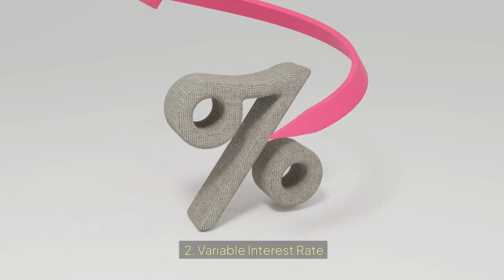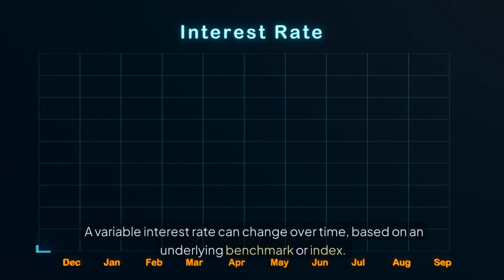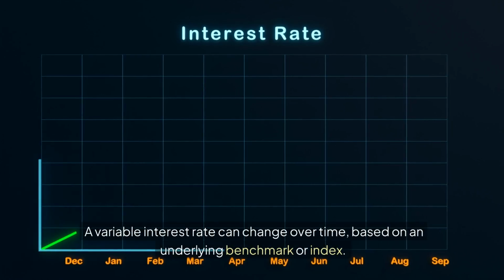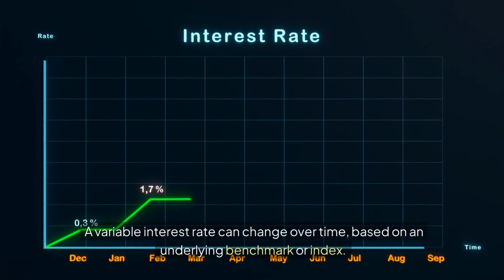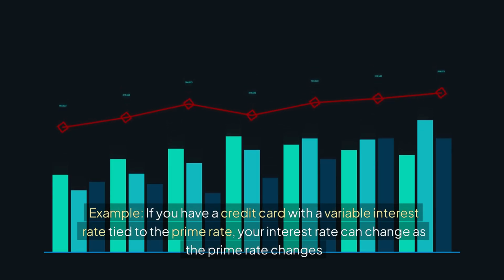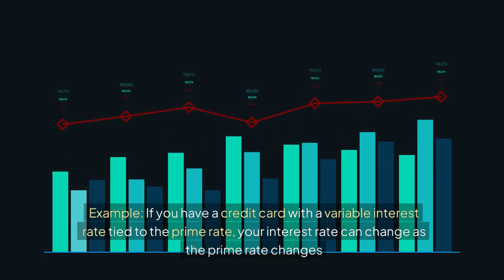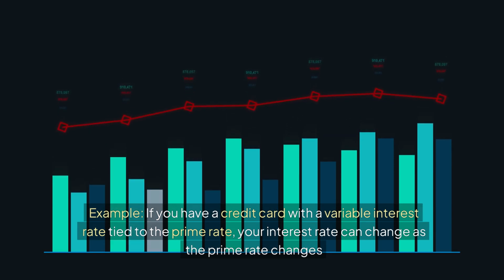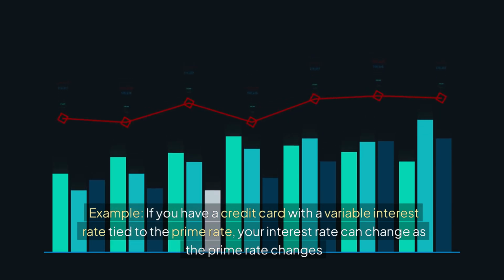2. Variable interest rate. A variable interest rate can change over time, based on an underlying benchmark or index. This means your interest payments or earnings can fluctuate. Example: if you have a credit card with a variable interest rate tied to the prime rate, your interest rate can change as the prime rate changes.